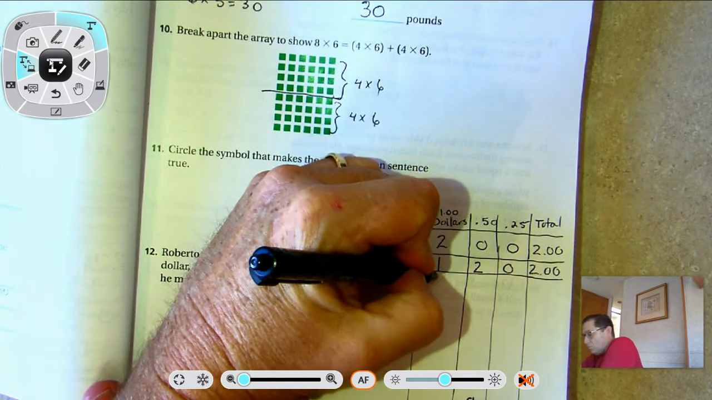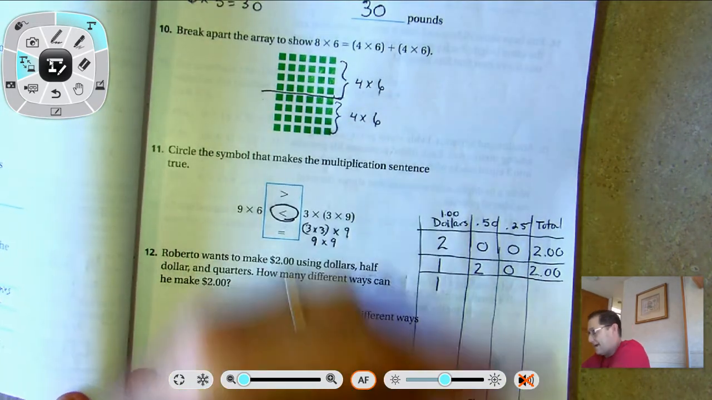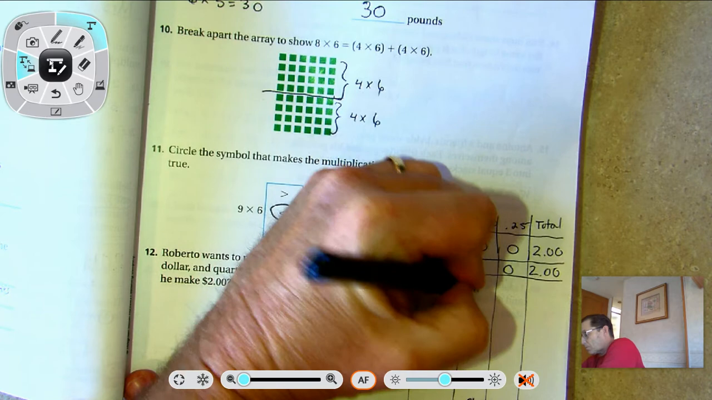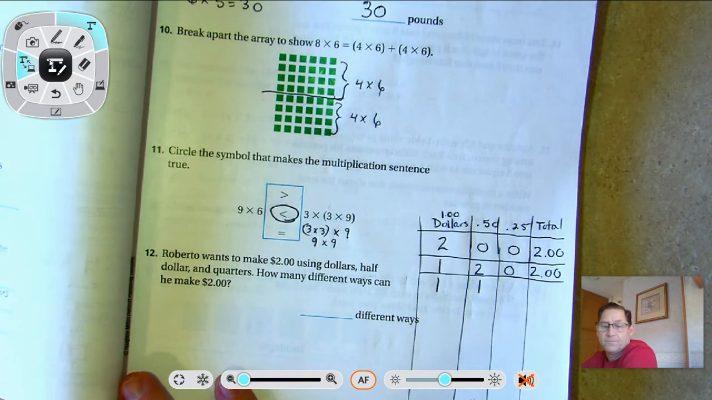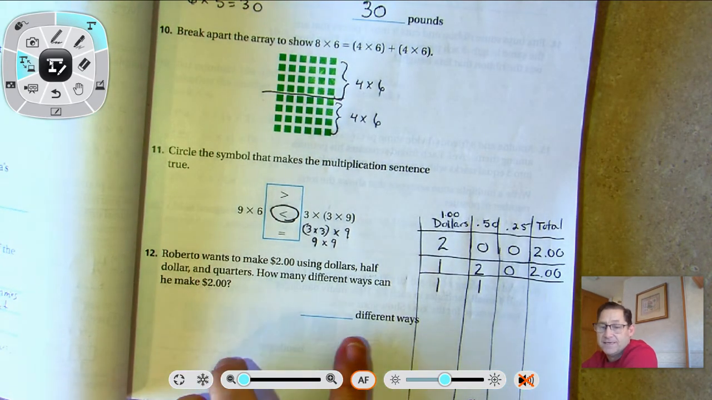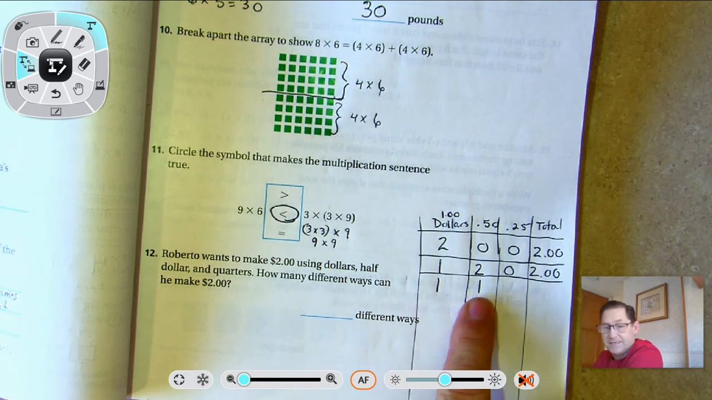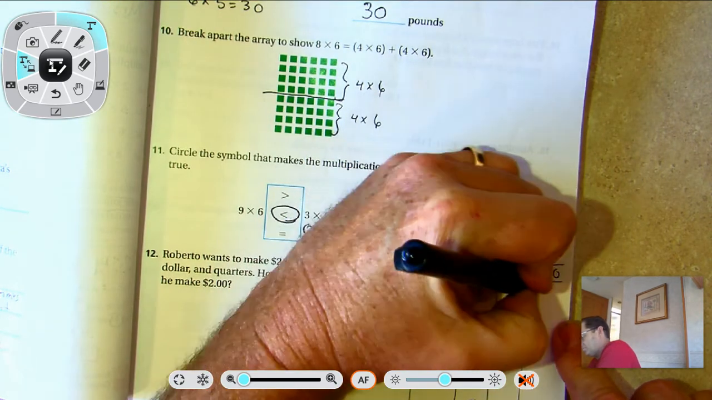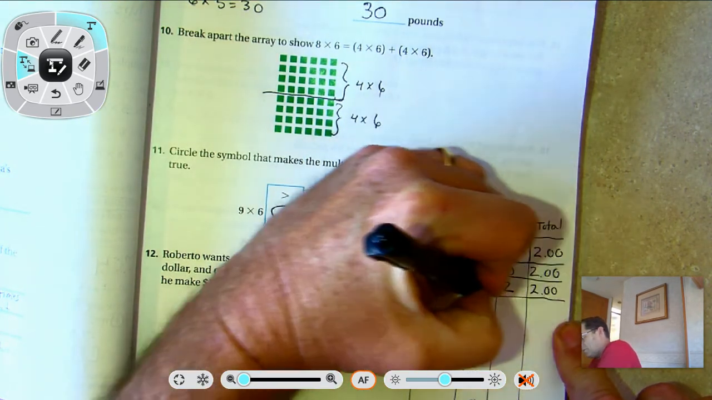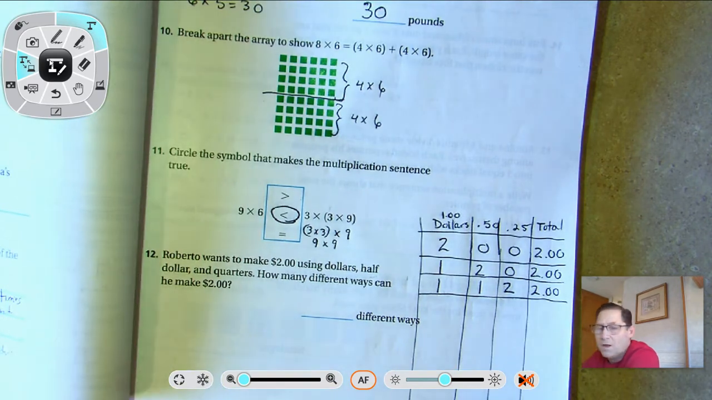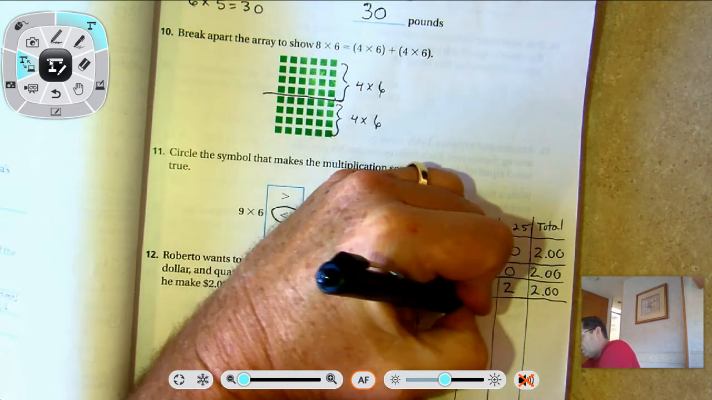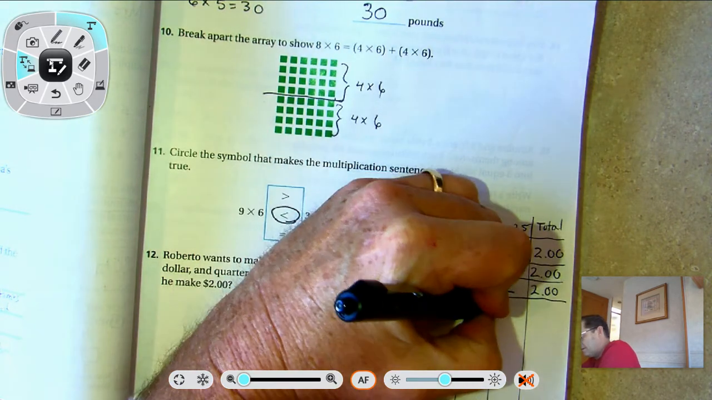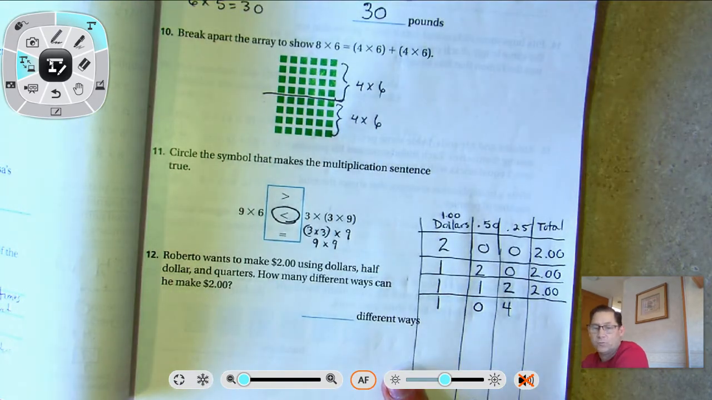We could have $1 and have one 50 cents, one half dollar, that's $1.50, right? $1.50. And how many quarters would I need to make $2 from $1.50? I would need 2. All right. Could I make $1 just out of quarters? Sure. So we could have $1, no half dollars, and 4 quarters. 4 quarters is $1.